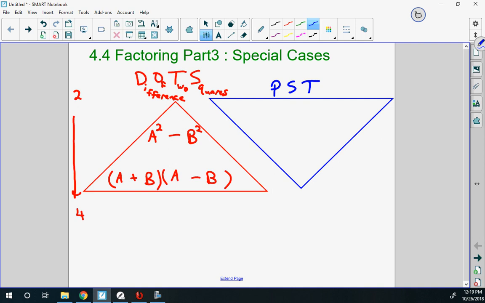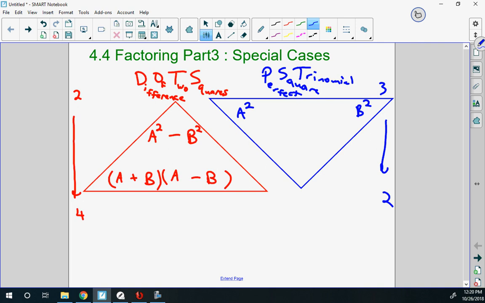Psst. Hey, look. P stands for perfect. There's something special about these. That's why this section's called special cases. Now, the S in difference of 2 squares was for squares, and the S in this is also for squares. Perfect square trinomial. So we're starting with 3 terms, and we're going to end up with 2. The first term is a squared. The last term is b squared.